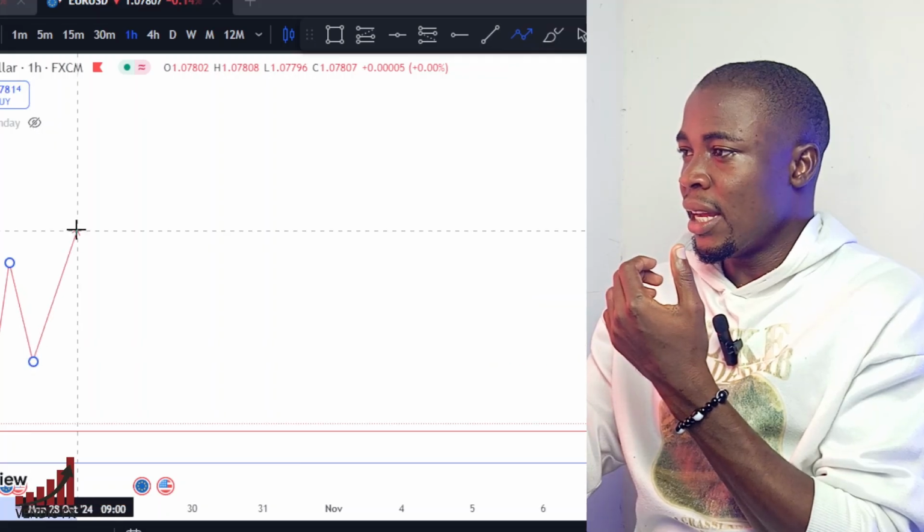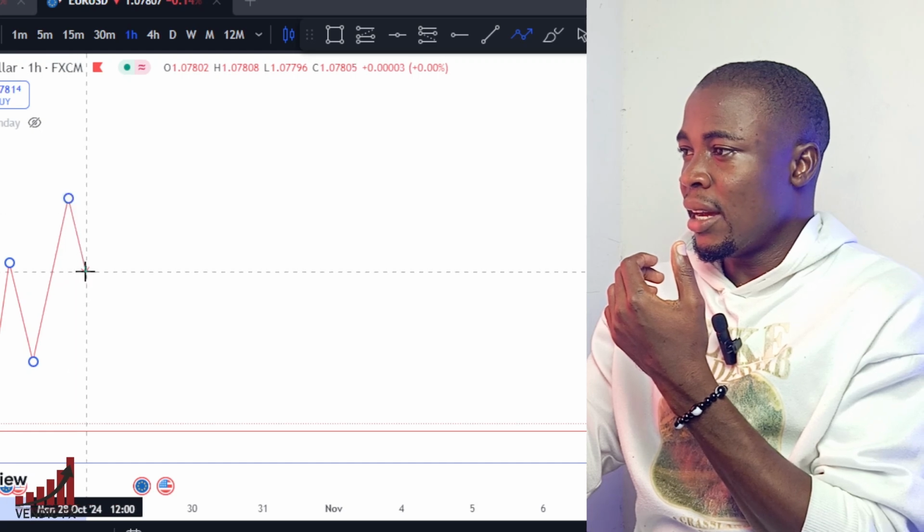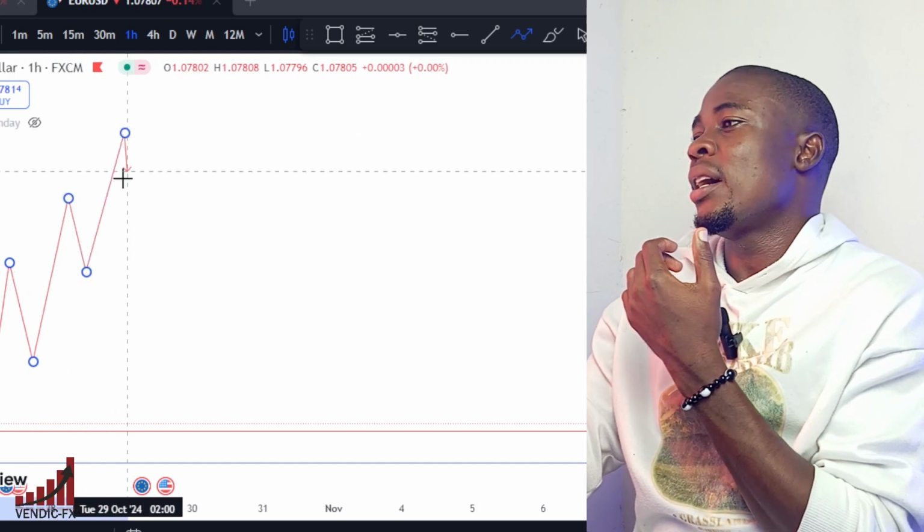It's a price action strategy. What we are looking at is the normal market structure, where we have higher highs and higher lows. Let me put the example. We have a higher high, higher low, higher high, higher low, higher high, higher low.